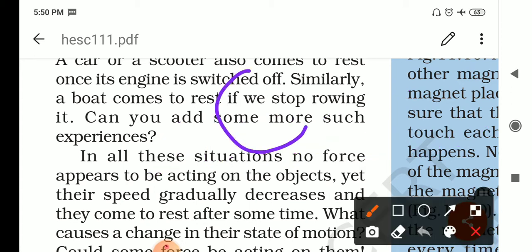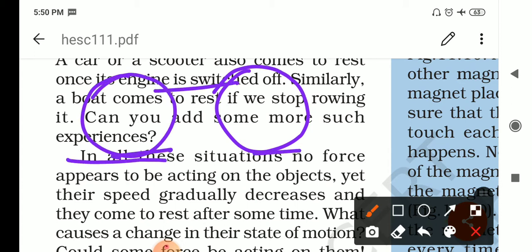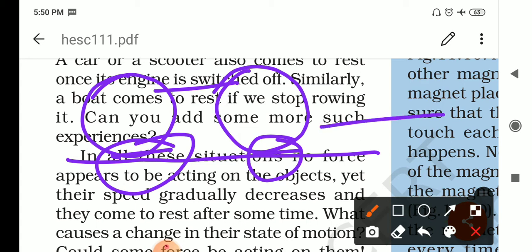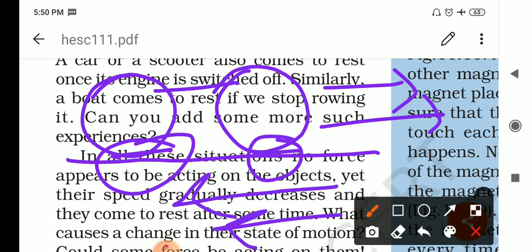in contact. Suppose this is a bicycle, these are the wheels, and this is the road. Then friction will act here. The direction of the friction depends on the direction in which the cycle is moving. If the cycle is moving in this direction, then the direction of this friction will be opposite, because it opposes the motion. That's why the direction will be opposite to the direction of the motion.